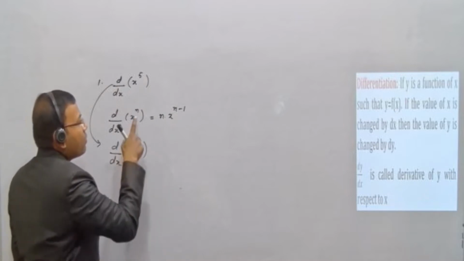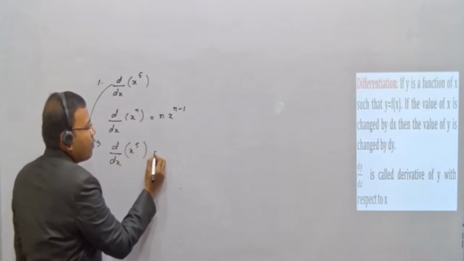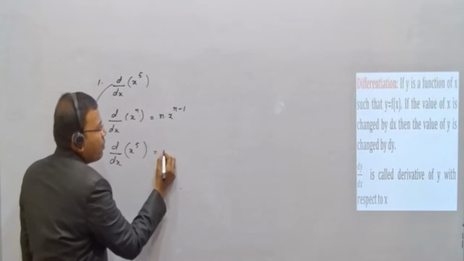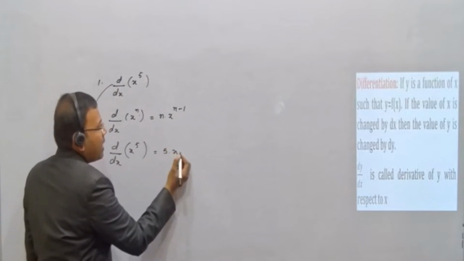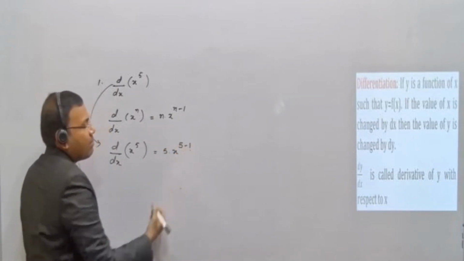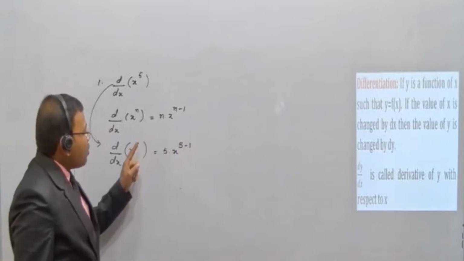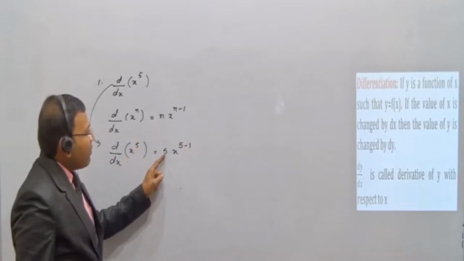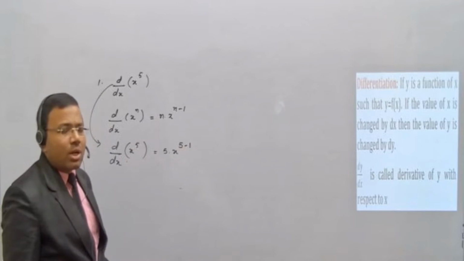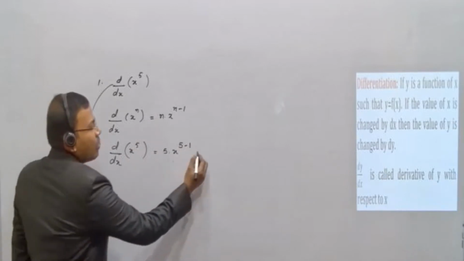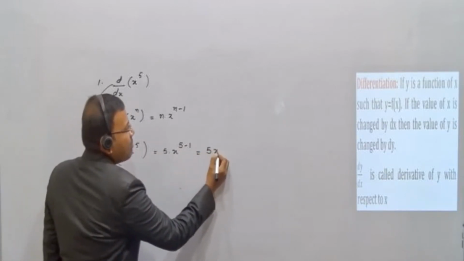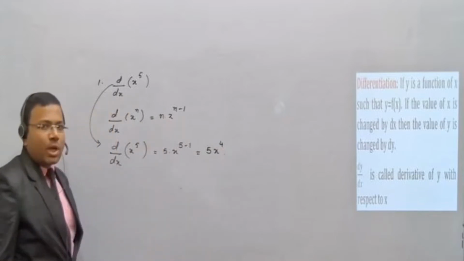So what we are getting is, students, n value is 5. So therefore this is 5 into x power 5 minus 1. You can see in place of n what I am doing, I am writing 5. 5 into x 5 minus 1. I hope it is clear बेटा. तो ये कितना हो रहा देखिए अब आप 5 x power 4. आई होप इट इज क्लियर.